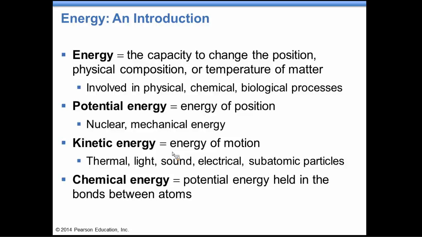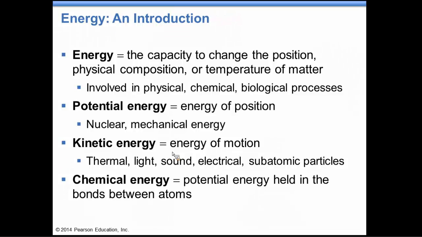An introduction to energy. Energy is the capacity to change the position, physical composition, or temperature of matter. In other words, a force that can accomplish work. Energy comes in different forms. Two major forms of energy that scientists commonly distinguish are potential energy, the energy of position, and kinetic energy, the energy of motion. Chemical energy is a special type of potential energy that is held in the bonds between atoms.